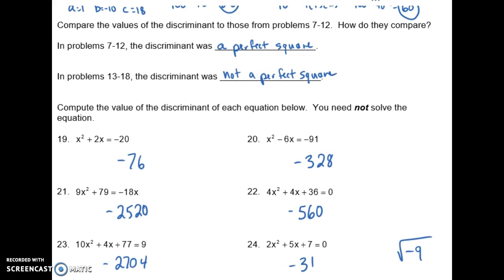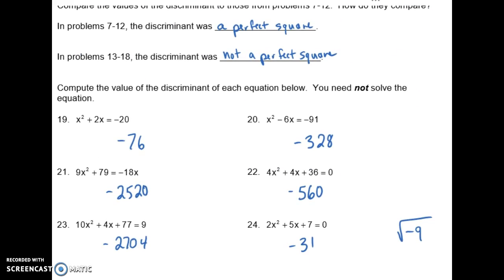And then we have ones where we have a negative discriminant. And that's something completely different. It doesn't matter if it's a perfect square or not. If it's a negative, that's a big red flag that something just doesn't quite fit what we're trying to do.